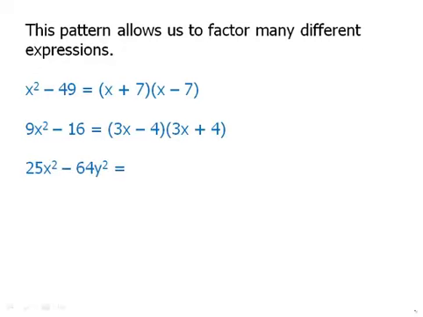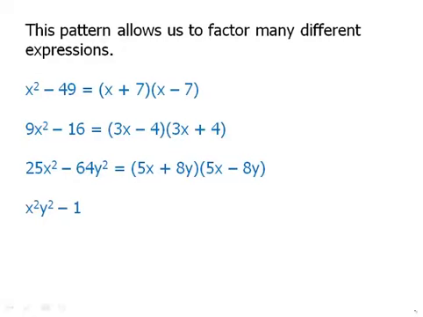25x squared minus 64y squared. The first one is 5x quantity squared. The second one is 8y quantity squared. So a equals 5x, b equals 8y, and this is 5x plus 8y times 5x minus 8y.